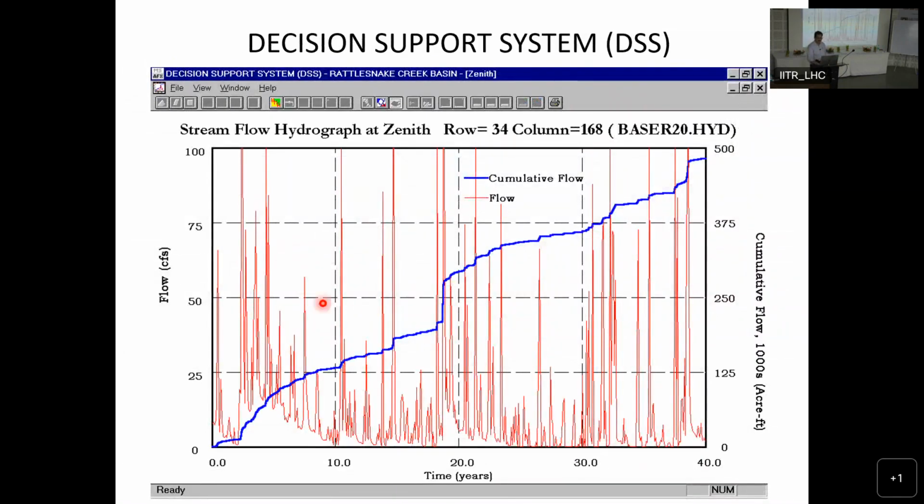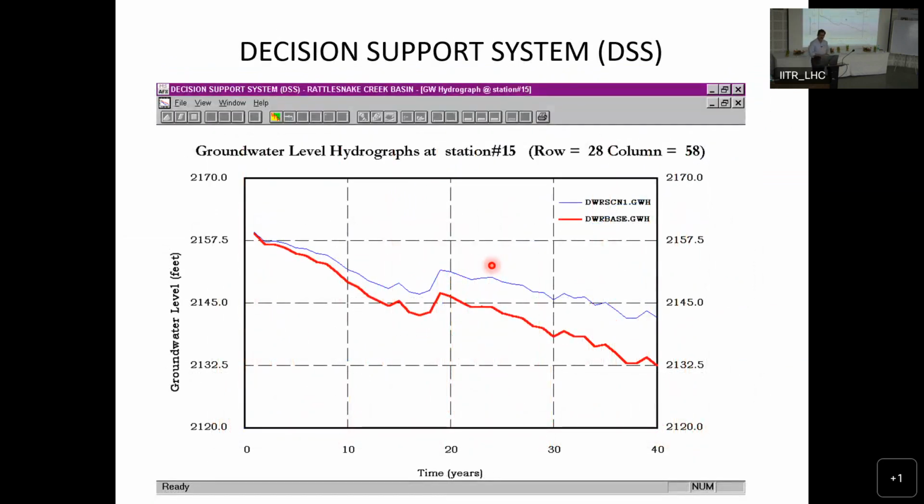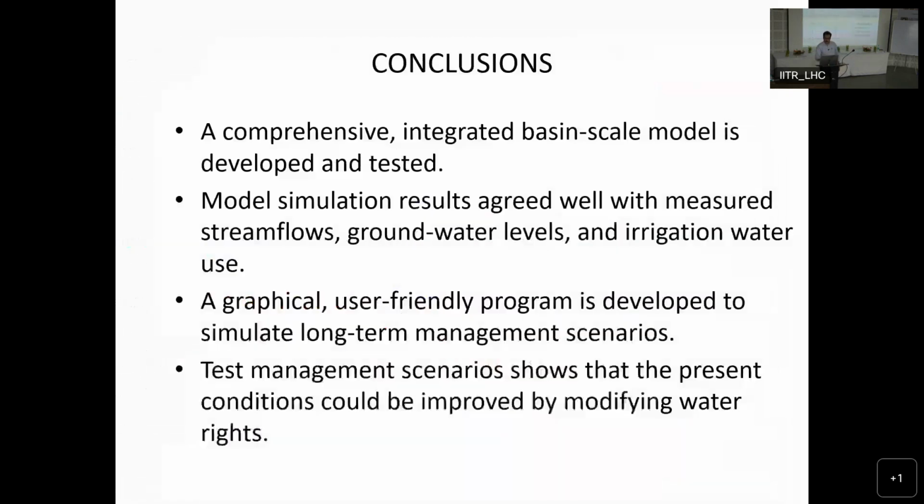Also, basically what the stream flow hydrograph is going to be at the gauging station under this management scenario or in the baseline scenario. Same, it will also tell you, if there's a baseline scenario which is red, under this management scenario what kind of recovery you are seeing, in this case the groundwater levels in a particular well. So basically, those are the kinds of things that a model is able to do.